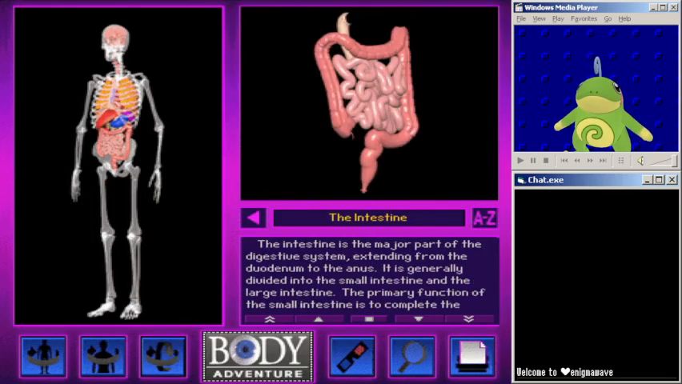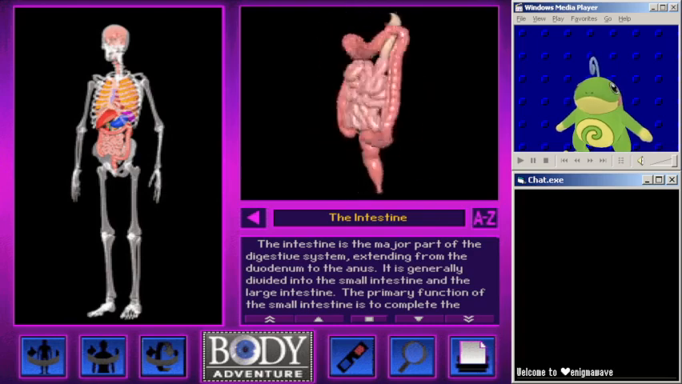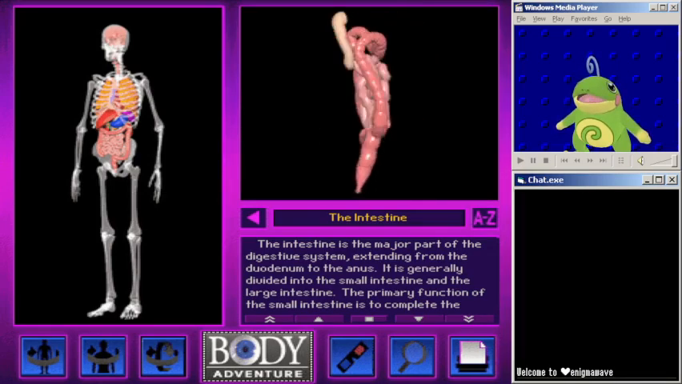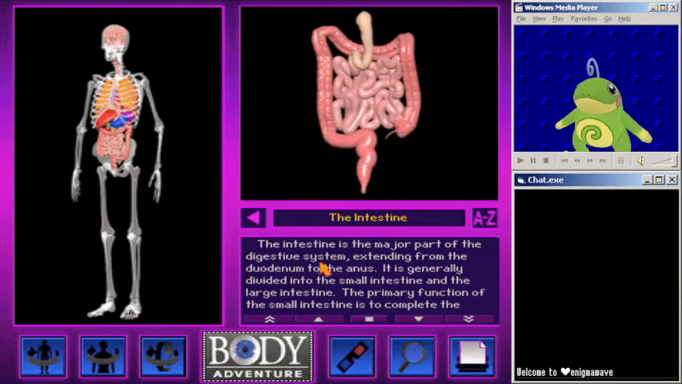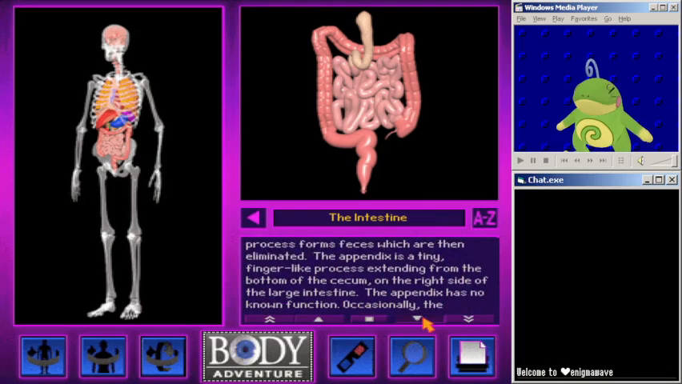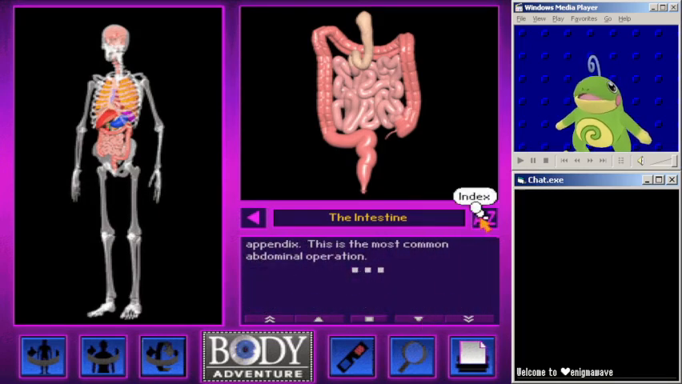The intestine. Still has the 3D models on this section. The intestine is the major part of the digestive system extending from the duodenum. Yep. And it's got all the text just like the other one does.